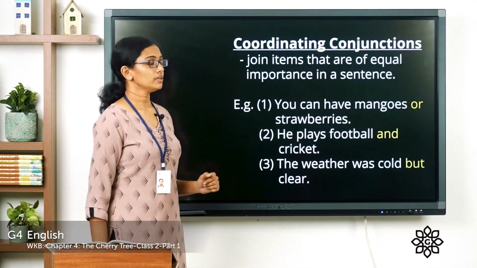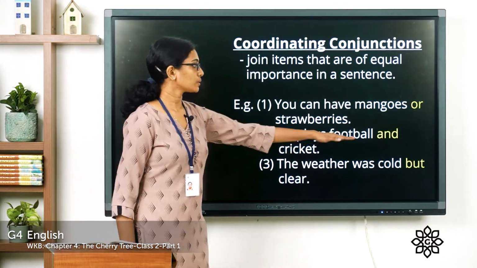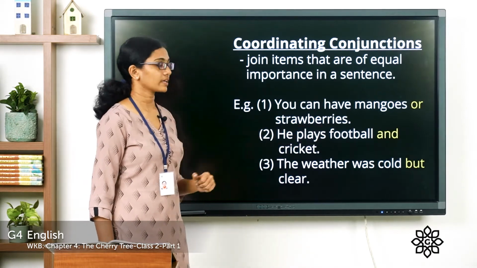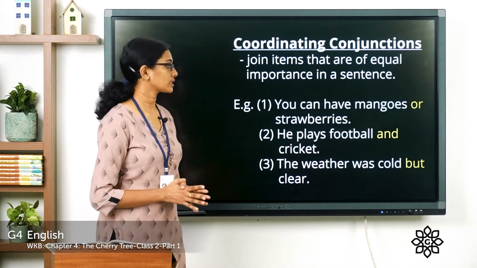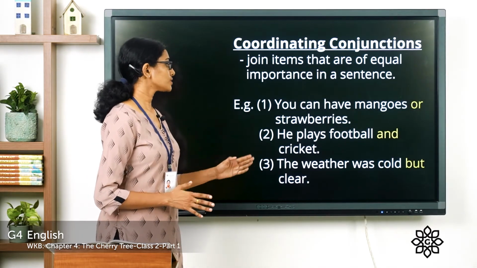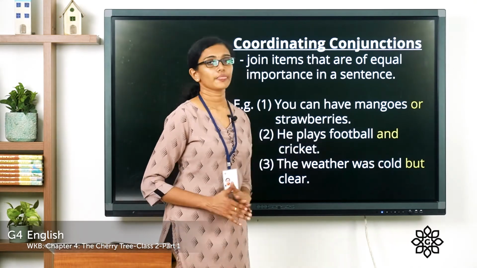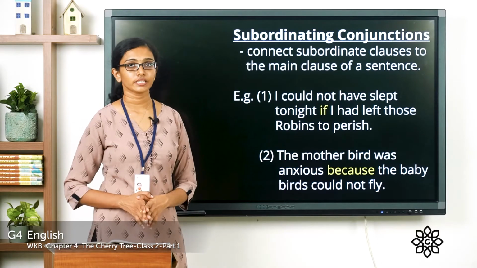See another example. He plays football and cricket. So here the word and is used to connect the words football and cricket, and it shows both the words have the same importance. The weather was cold but clear. So here, which is the coordinating conjunction? The word but.